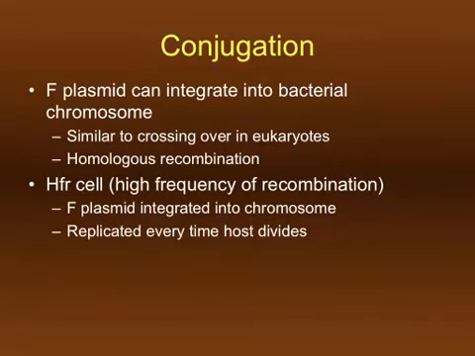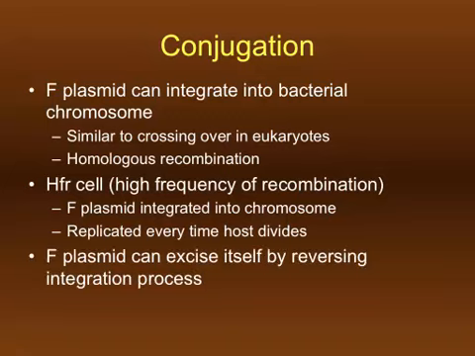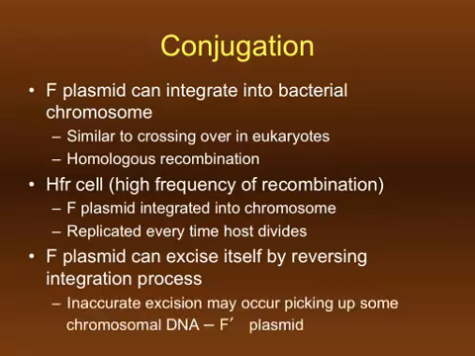Some cells apparently have more ability to do this than others. We call these HFR cells, or high frequency of recombination. They have what appears to be a higher than average rate of this type of recombination happening through time. There is also the ability of the plasmid to excise itself or cut itself out of the DNA, which is sort of the backwards process where the genes will come back out of the chromosome from time to time. So we actually go to removing the plasmid from the chromosome.